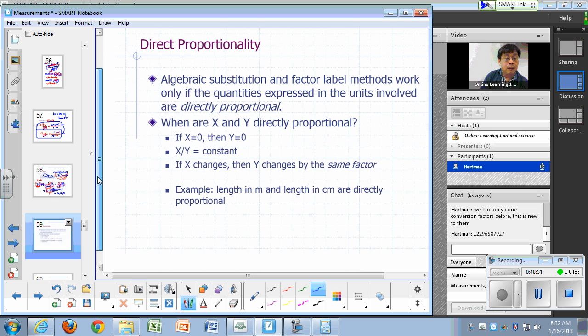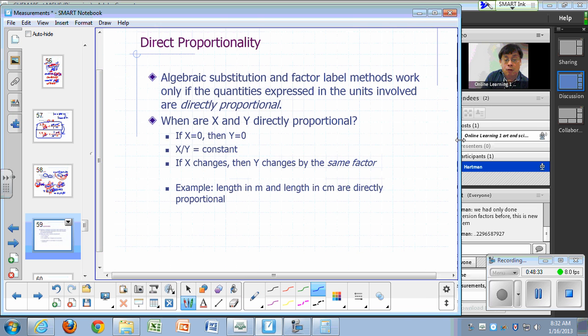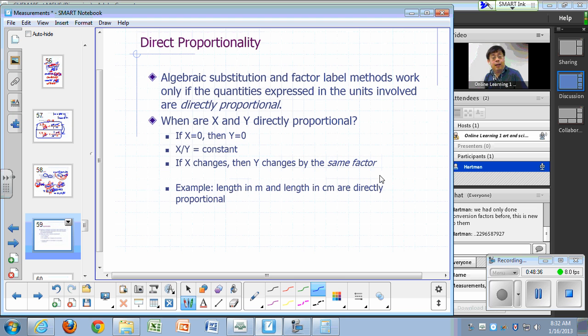All right. Why do these methods work for unit conversion? The reason for that is that the quantities that are expressed in these units are what we would call directly proportional. This is a very important mathematical concept that we use a lot in chemistry, so this would be a good time for us to go over this idea of direct proportionality. You say two things are directly proportional, okay? Let's say x and y are two things that are directly proportional. When we say they are directly proportional, it means that if x is 0, y must also be 0.